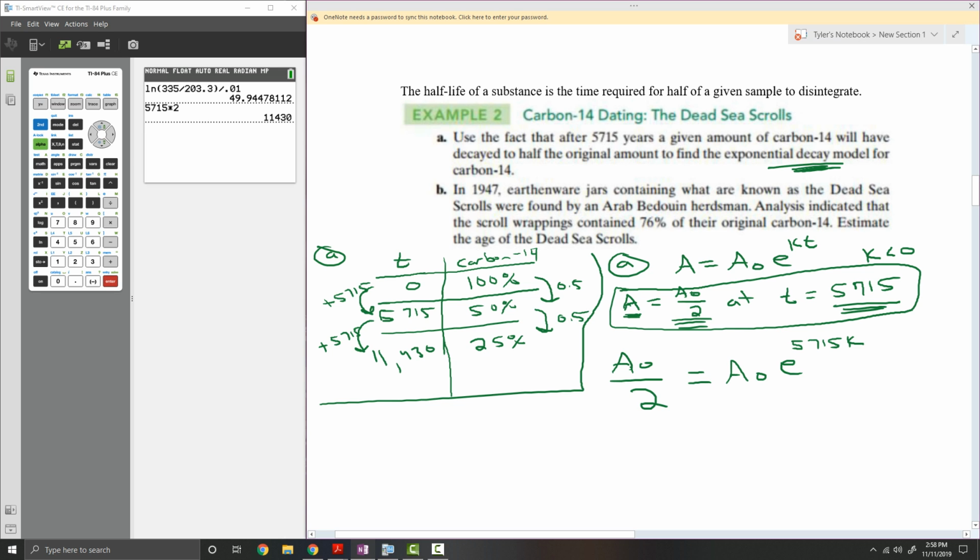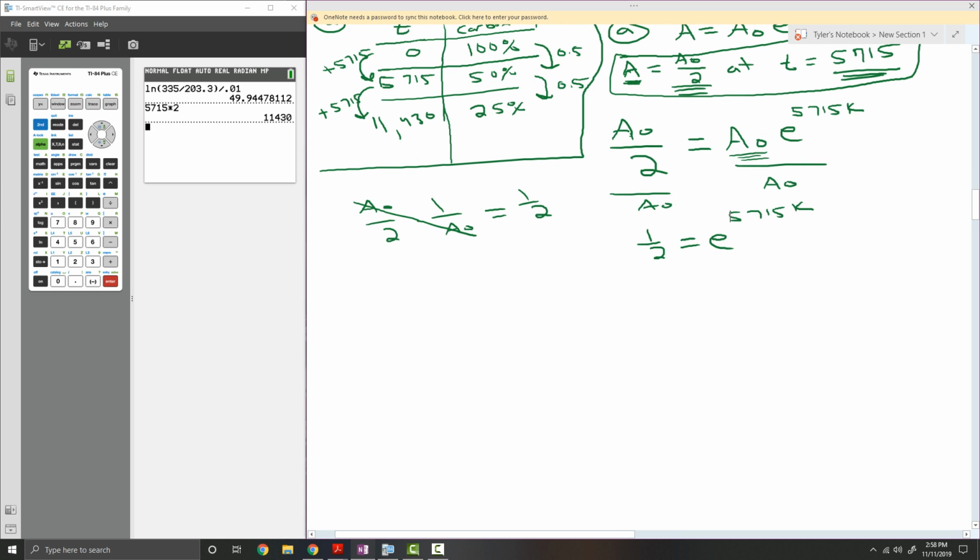One thing you'll notice is, the next thing I'd want to do is get rid of this a naught. So if I divide both sides by a naught, on the left here, this is going to become 1/2, because a sub naught divided by 2 times 1 over a sub naught, these are going to cancel each other out, and we're left with 1/2. So we have 1/2 equals e to the 5,715k. Now we can keep solving for k.